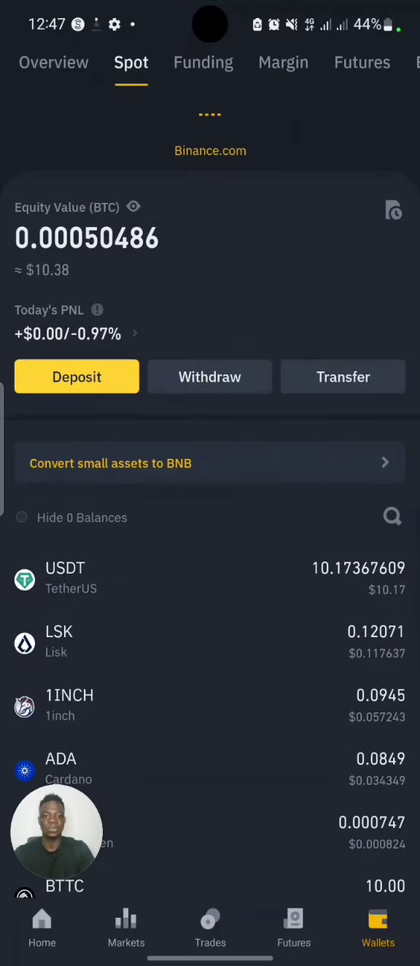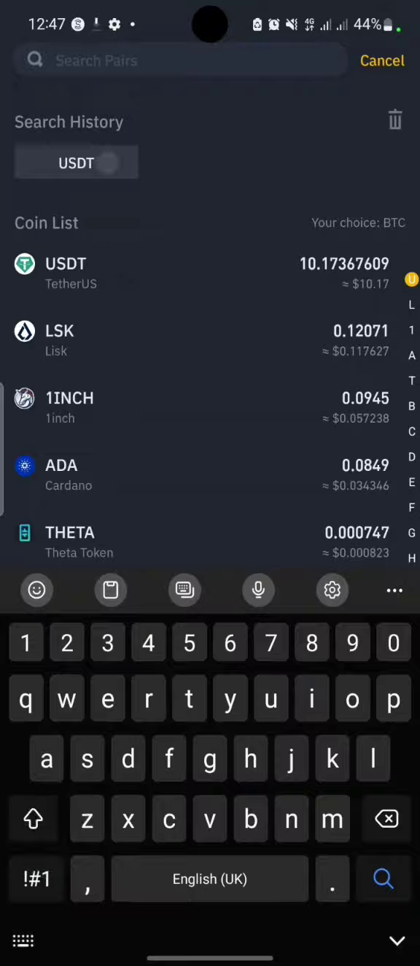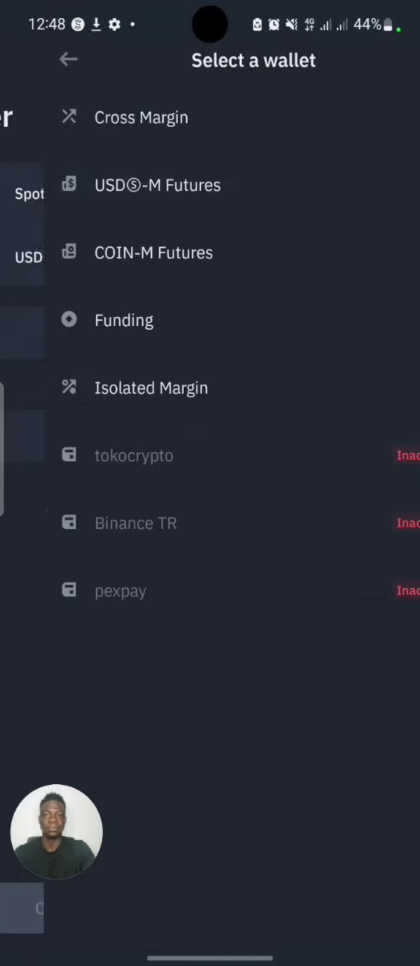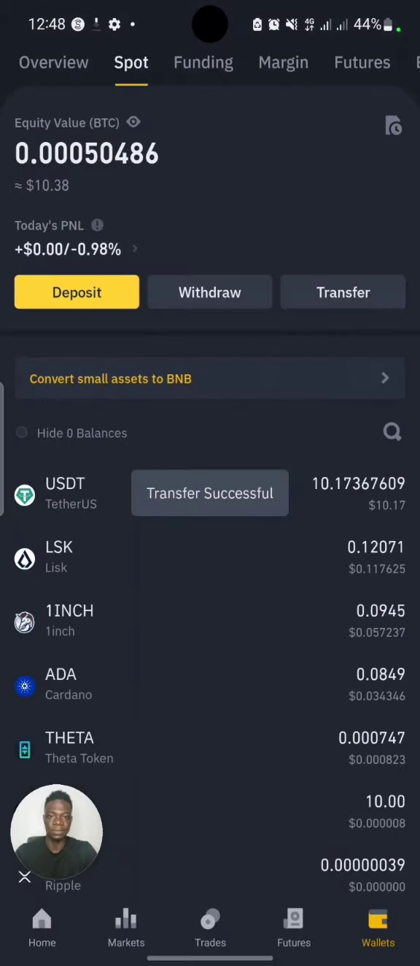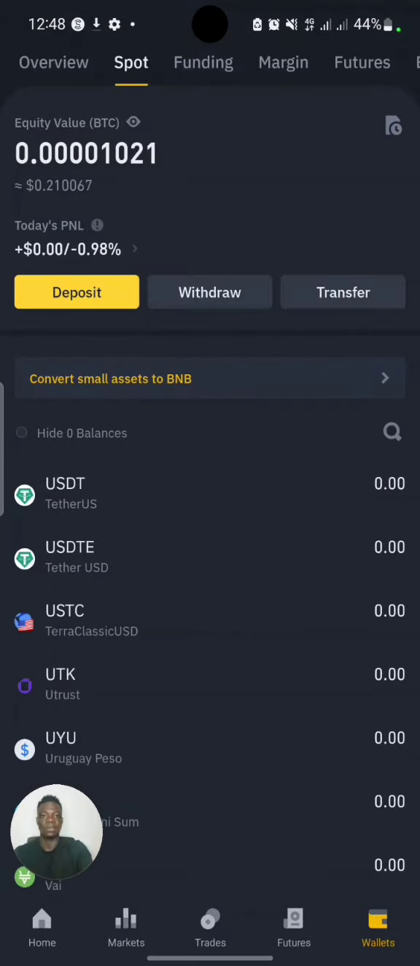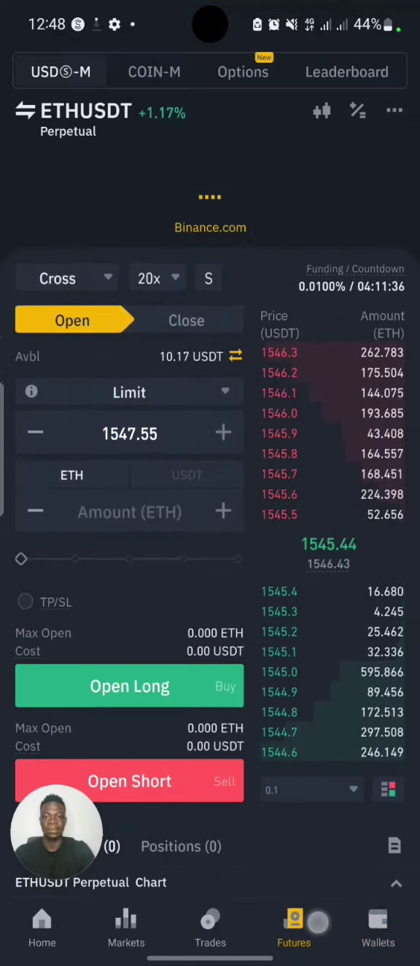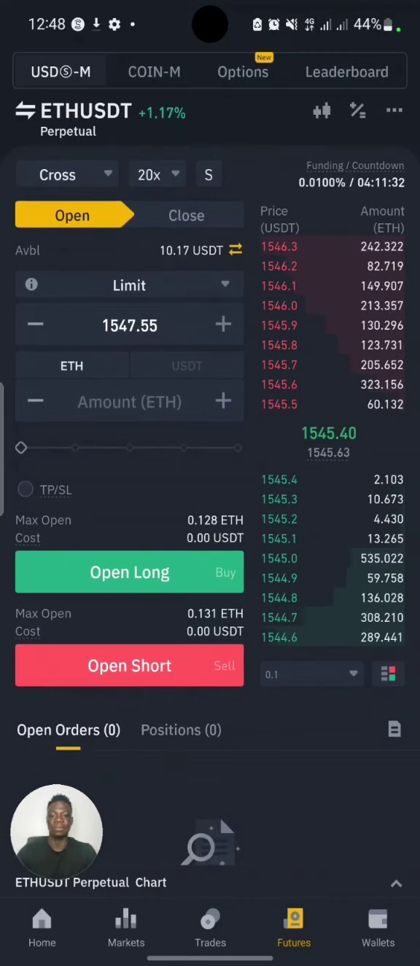When you transfer it to the spot wallet, before you transfer it to your futures wallet to be able to perform transactions on futures, I will just click on this funding, change it to futures, then click on 10 USDT, then confirm the transfer. Now I've transferred my money to my futures wallet. So if I come here to futures, I have it here now. It's $10. So how do I place my first trade on Binance Futures?